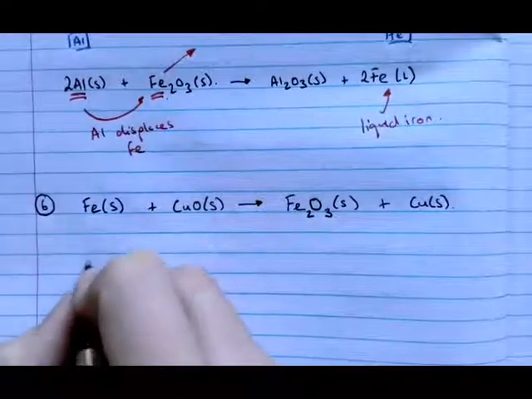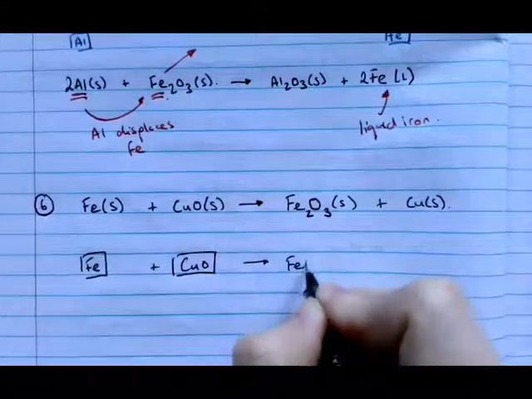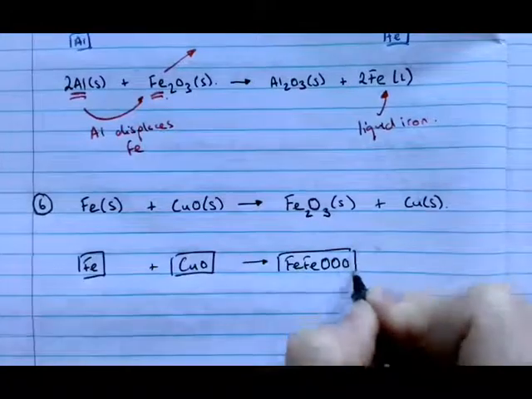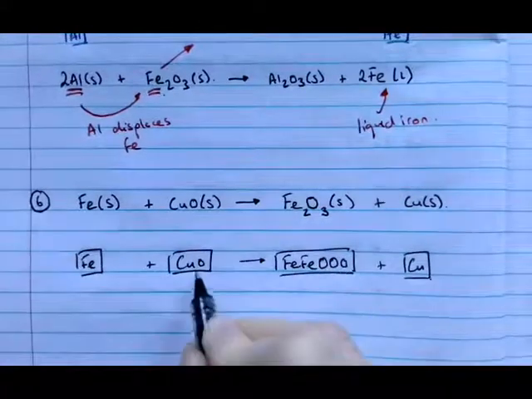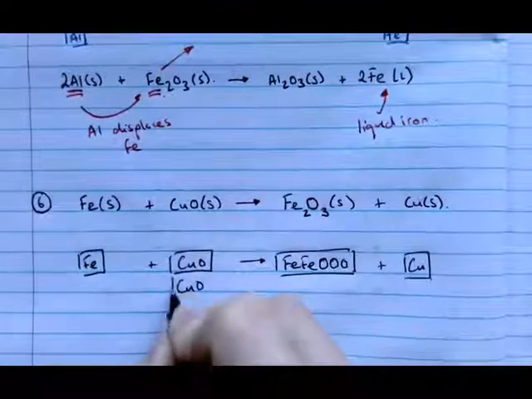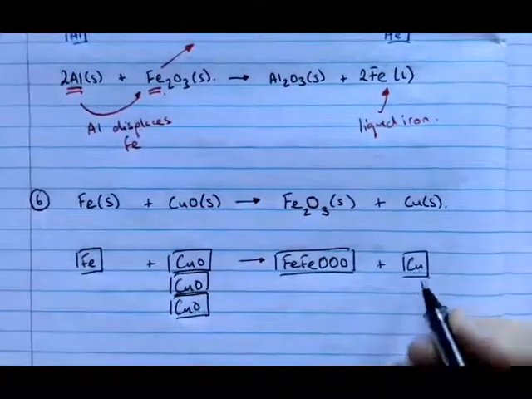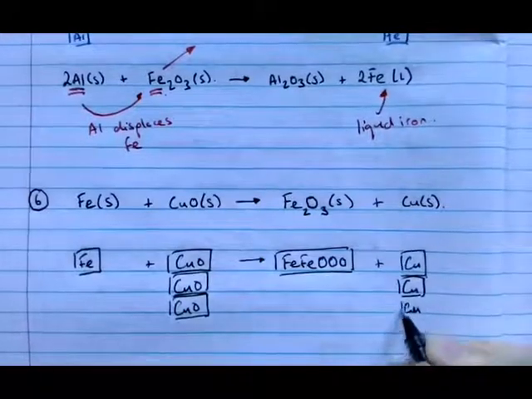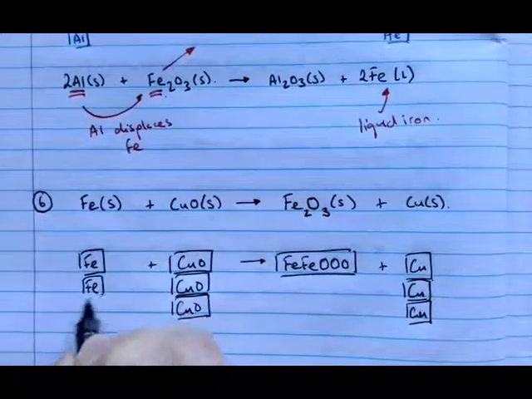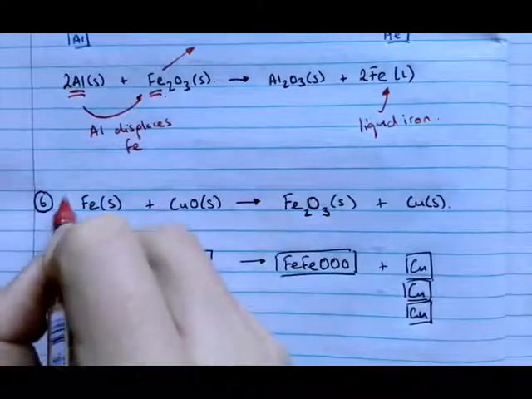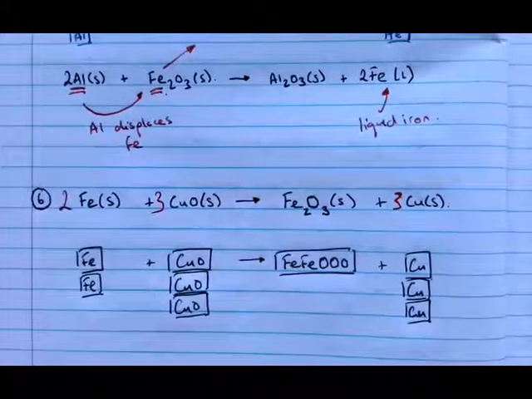Okay, so we should have, we've got 1 iron, we've got 1 copper, 1 oxygen, we've got 2 irons and 3 oxygens, and we've just got our copper metal. Okay, so I've got 1, 2, 3 oxygens. Over here I've only got 1, so I'm going to need another 2 of these. Now I've got 1, 2, 3 coppers. I've only got 1 over here, so I'm going to need 2 more of those. And I've only got 1 iron over here, but I've got 2 here. So I need to add another one there. And that will be my balanced equation. 2, 3, 1, and 3. Okay, excellent.